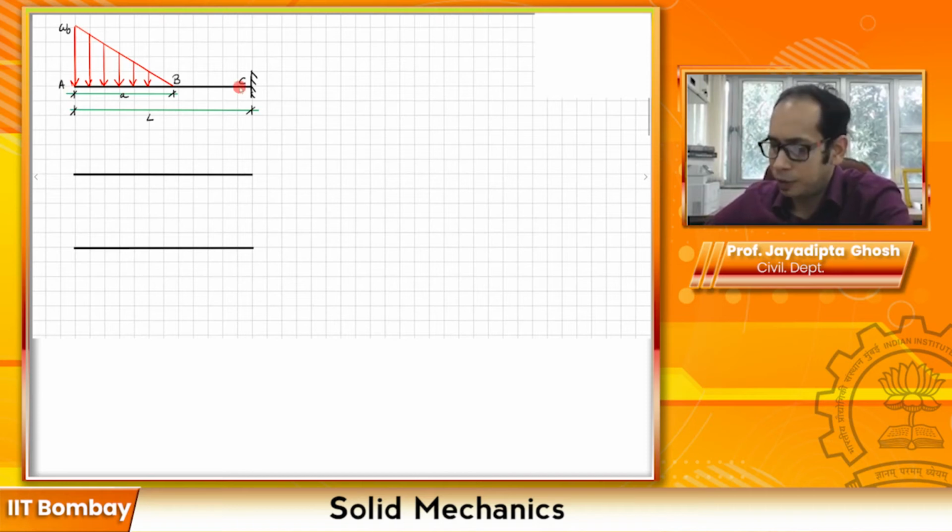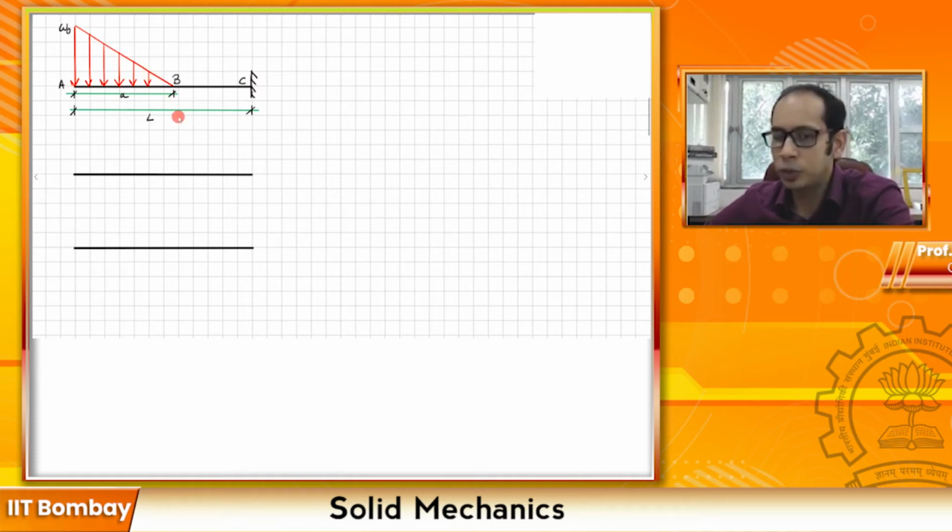So you have a cantilever beam which is clamped at this support C. You have a triangular load which goes from W0 to here, and at a certain distance A it drops down to 0, but it's a linear variation, and the total length of the beam is L. So how do we go about solving this?